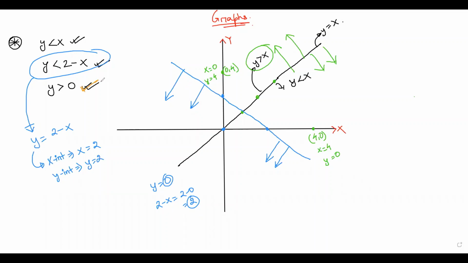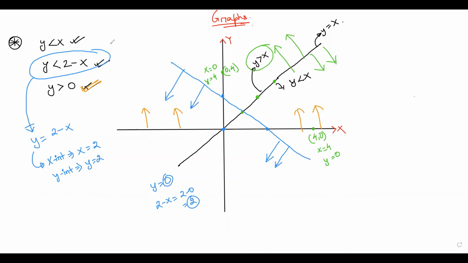Now let us see y greater than 0. We know y equal to 0 is represented by the x-axis. So y greater than 0 would be above the x-axis. That is, this region would be representing y greater than 0.